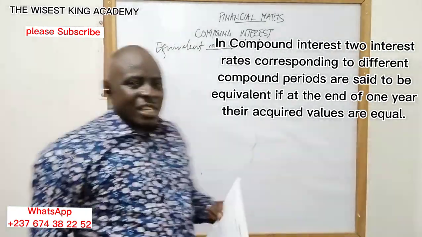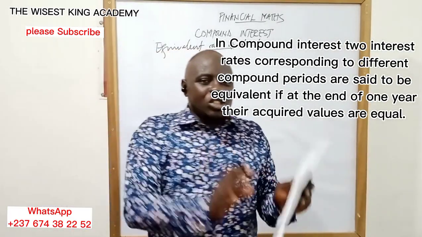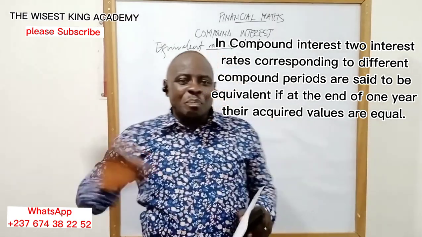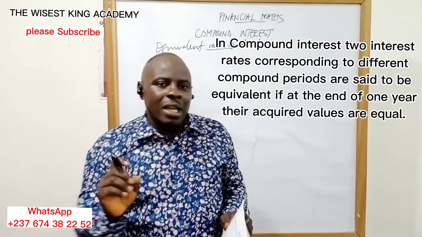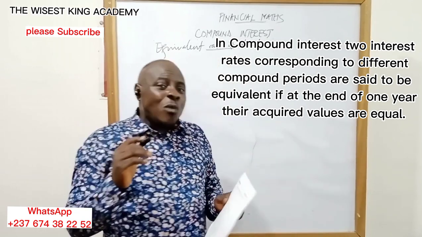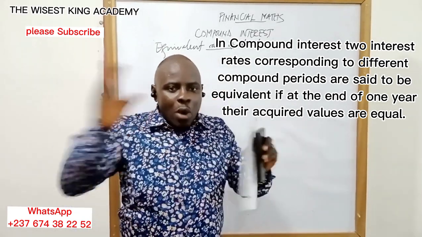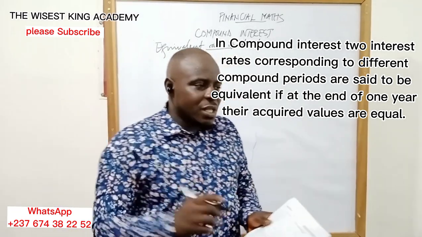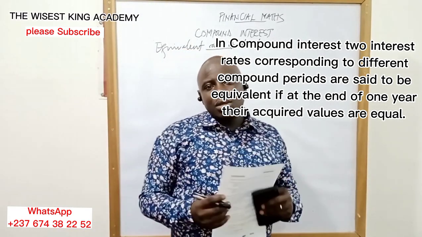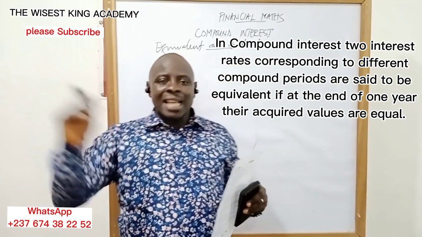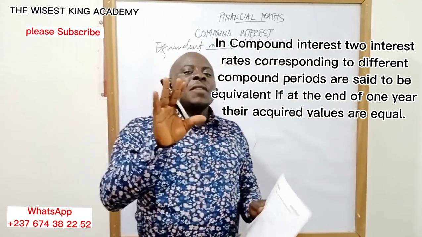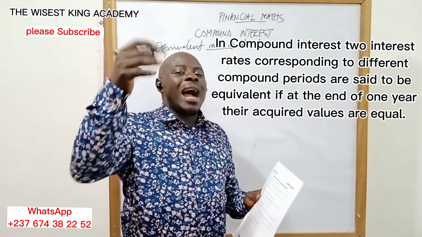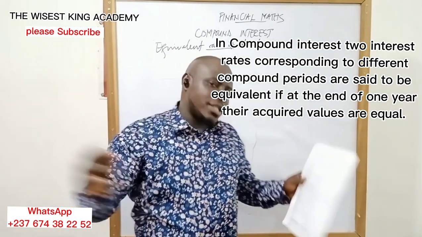In compound interest, two interest rates corresponding to different compounding periods are equal if at the end of 1 year the acquired values are equal. I repeat, in compound interest, two interest rates are equal if their acquired values at the end of 1 year are the same.